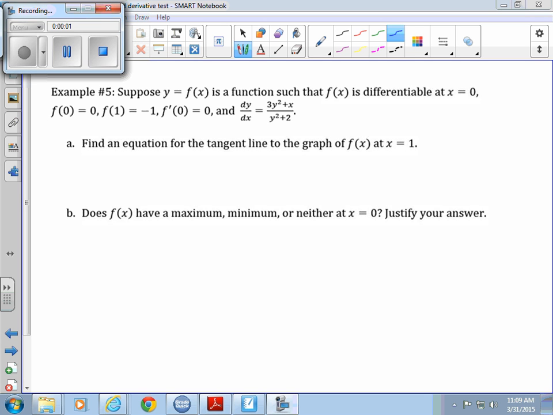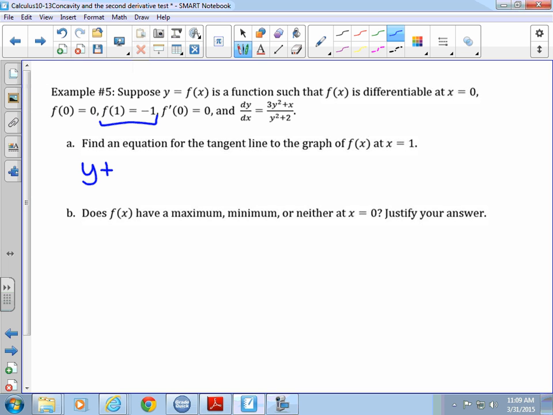That should be almost second nature, how to do that. What are the three things we need for the equation of a tangent line? The x, y, and the m, right? So what is the x that we're looking at? What is the y? How do you know?